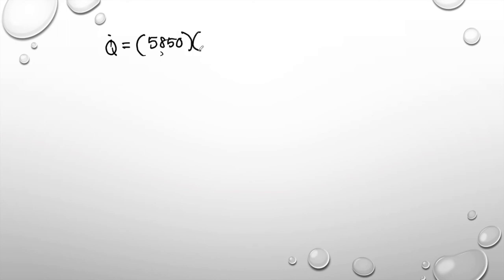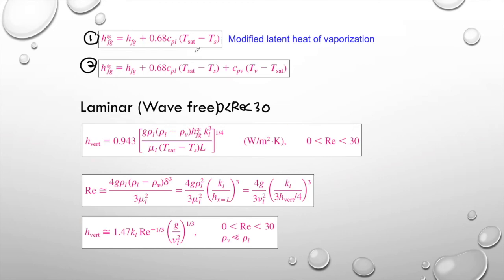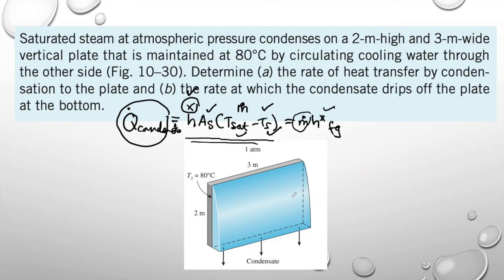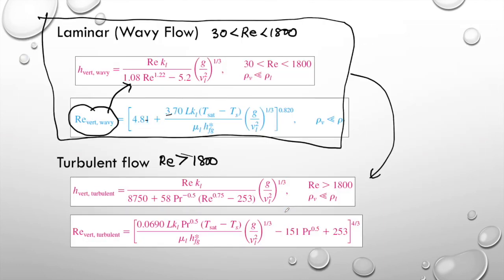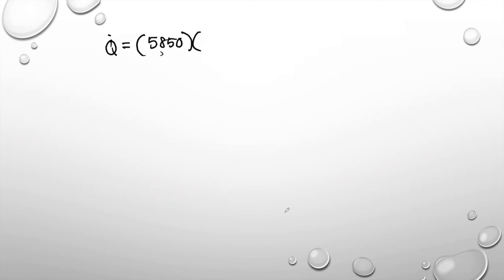So Q dot equals, our H is 5850. What about the area? The surface area is rectangular. This condensation occurs at 3 meters times 2 meters, so our surface area is 3 times 2. And T saturation is 100 minus 80 as T surface.